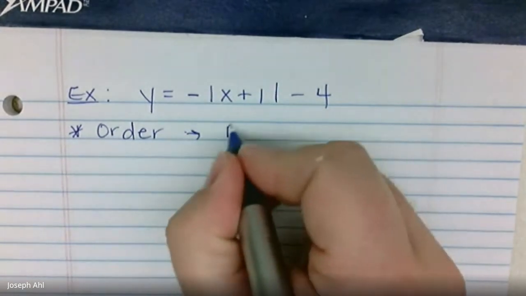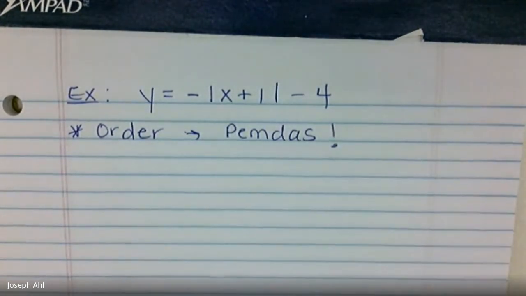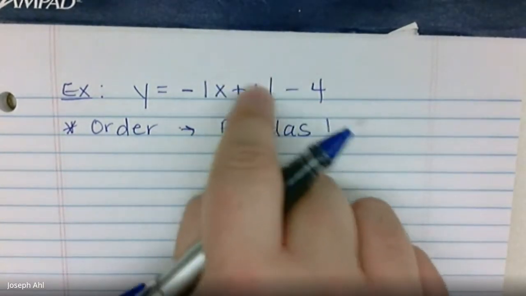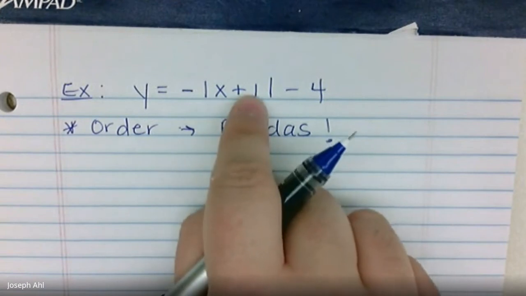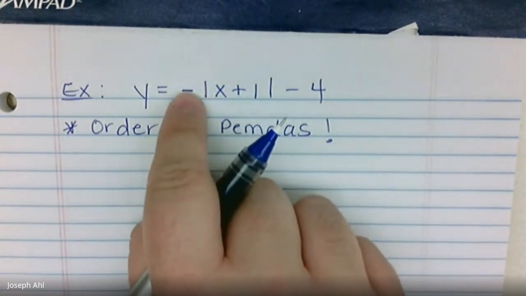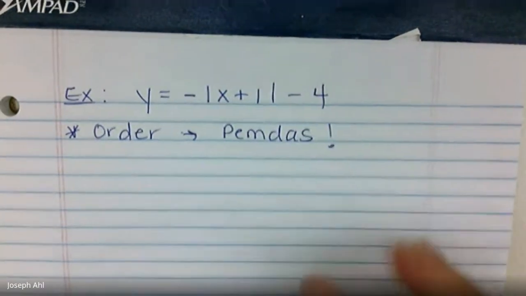The order I kind of want you to think about PEMDAS. When we think about PEMDAS, parentheses, exponents, and so on, parentheses in this case are the absolute value symbols. So do what's in the parentheses first. Then you would do multiplication next, right? So think about that -1 out front as being a multiplying effect. And then you would add or subtract.